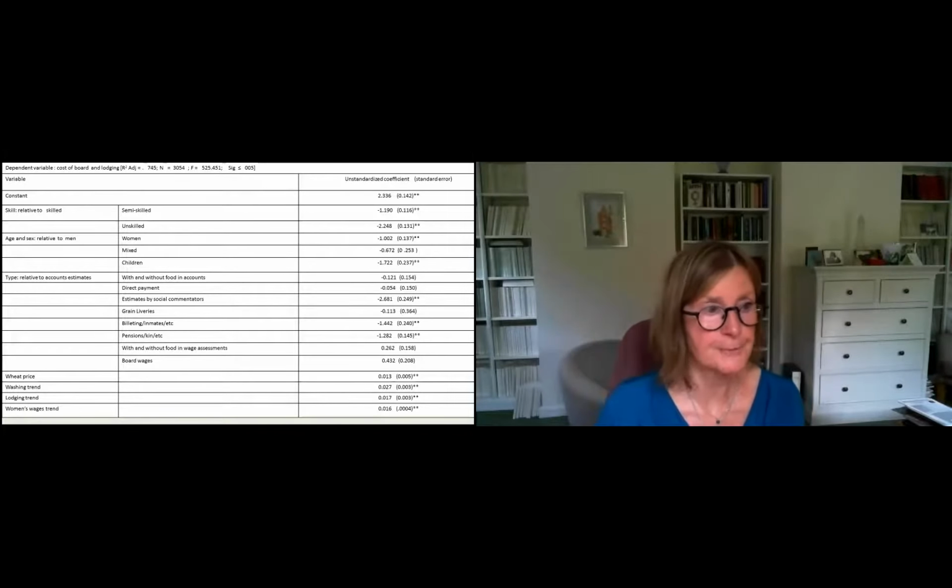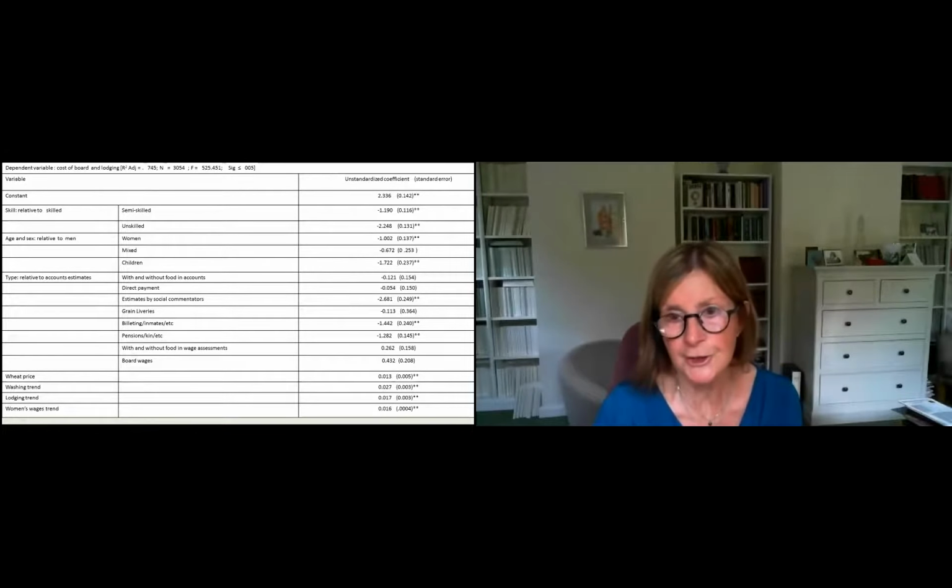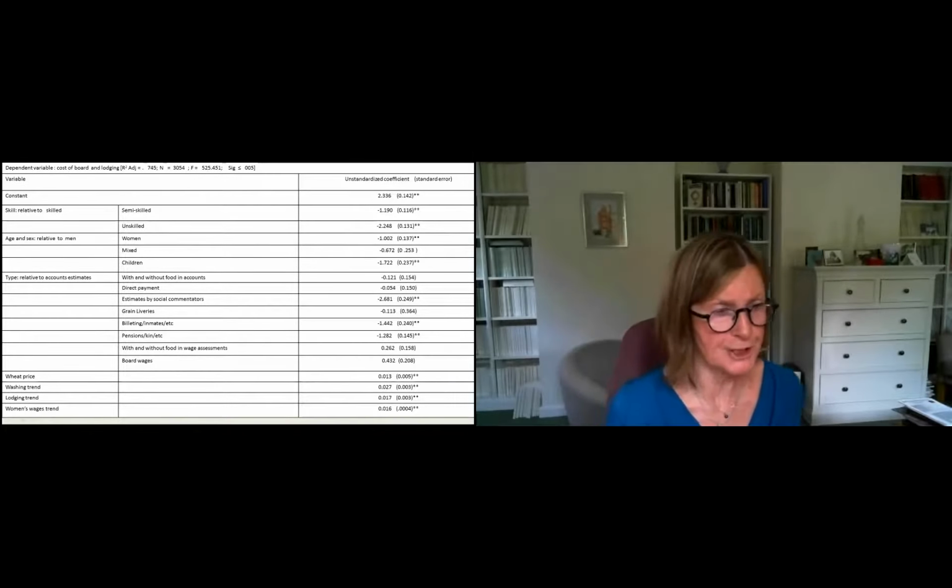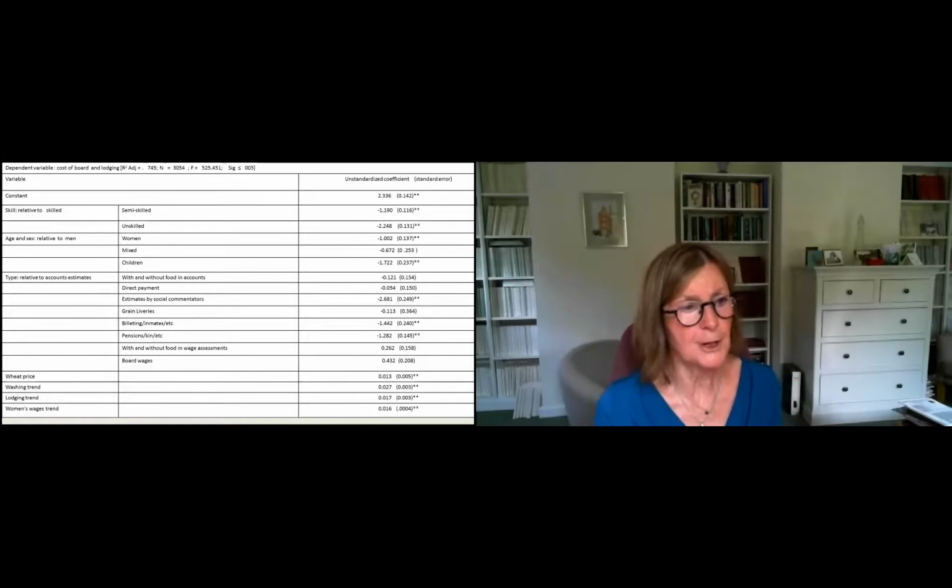But as I predicted, the estimates by social commentators are significantly lower than other types of estimates. So social commentators generally thought board and lodging of workers was lower than, in fact, the estimate suggested by the accounts. One interesting thing here is that pensions are also statistically significantly lower, as are board and lodging costs of kin. These observations work out as statistically significantly lower than estimates taken out of accounts. And I'm slightly puzzled by that, but of course it is possible that these pensions are supplemented by in-kind payments that are not included in the monetary evaluations.